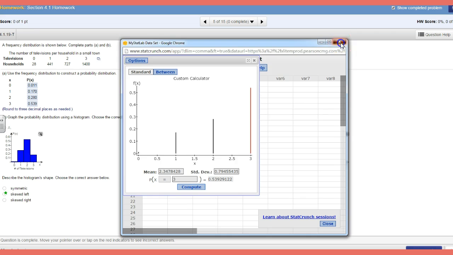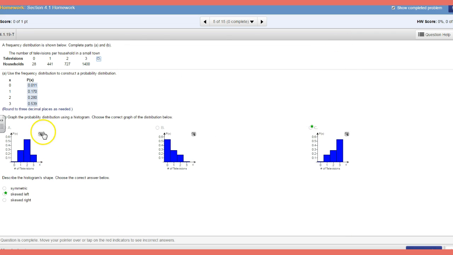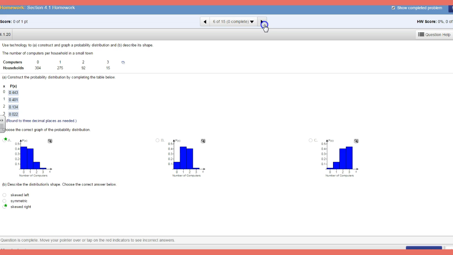And then once you have your probabilities, you go ahead and construct your probability histogram. In this case, it is option C. The tail is to the left, so it's skewed left. All right, and now moving on to the next question.